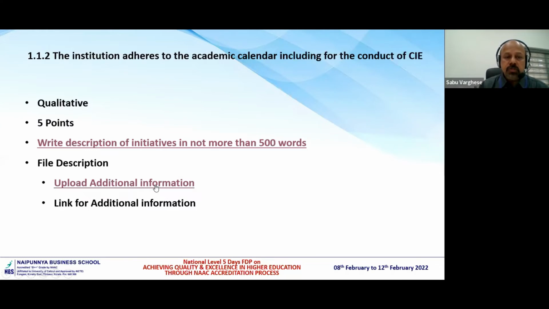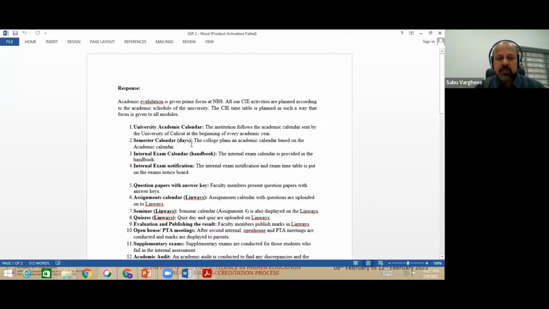That is, the institution adheres to the academic calendar, including for the conduct of continuous internal evaluation. Again, this is also qualitative. There are 5 points. Write a description of initiatives in not more than 500 words. So there also, the response is given like this.